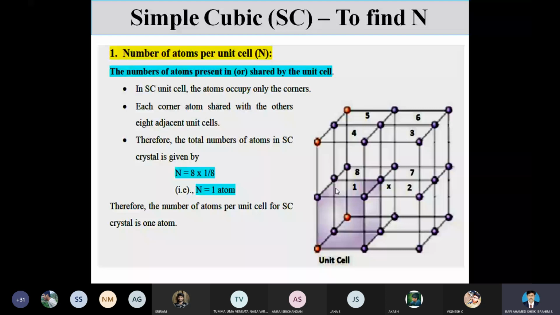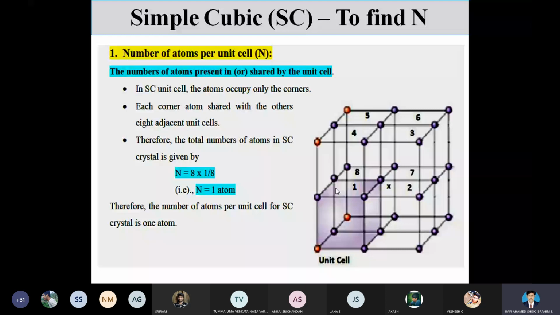As we know, the first parameter is the number of atoms per unit cell. The second parameter is coordination number. The third parameter is atomic radius. The fourth parameter is atomic packing factor. If we know these four parameters, then only can we give the conclusion for the crystal structure that we have considered.